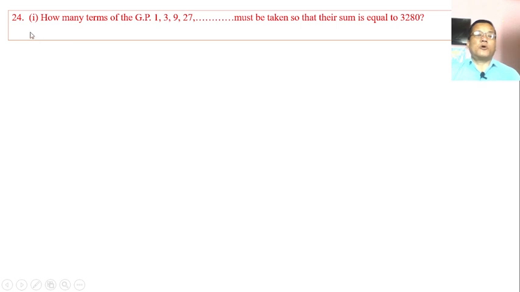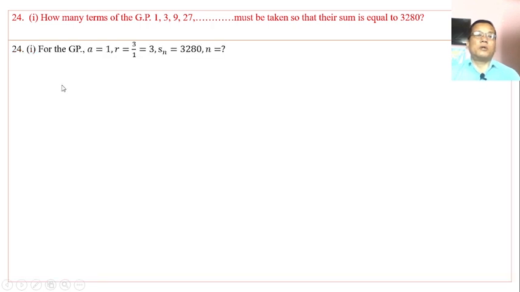Question number 24, Roman number 1. How many terms of the GP must be taken so that their sum is equal to 3280? For the GP, the first term is 1, R is the second term divided by the first term, which is 3. SN is 3280, and we have to find how many terms there are, that is N.